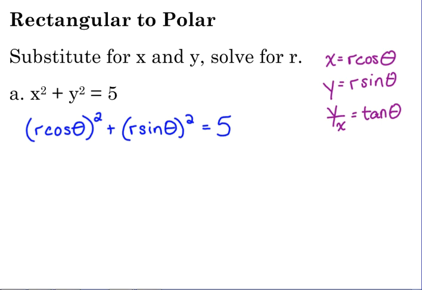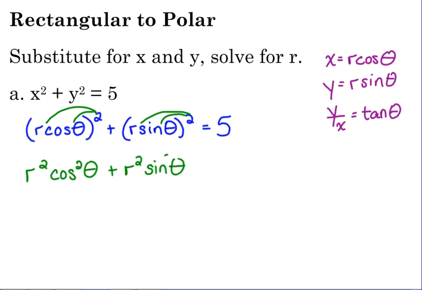Now we've got to simplify. We've got to somehow try and solve for r. Well, right now r is stuck inside those parentheses. So if you have a product that is being squared, you just square the two terms. So in both these sets of parentheses, we square the r and we square the trig function. And remember where we put the squared when we square a trig function. We put it between the trig and the variable. Okay, so we're not squaring the whole equation, we're just applying that squared to its terms.